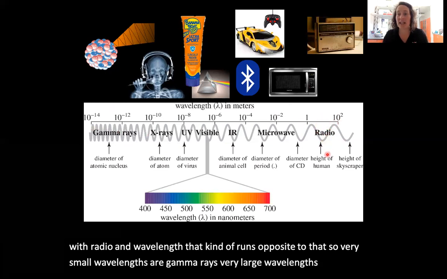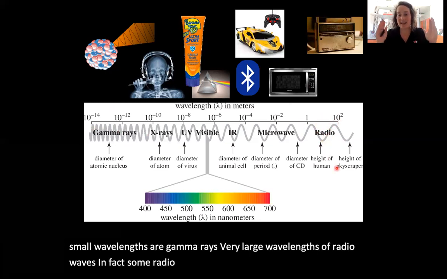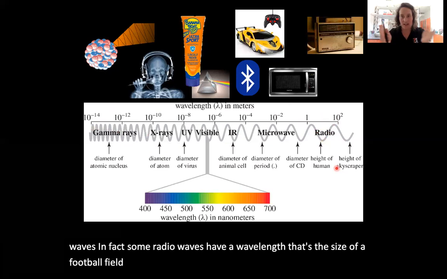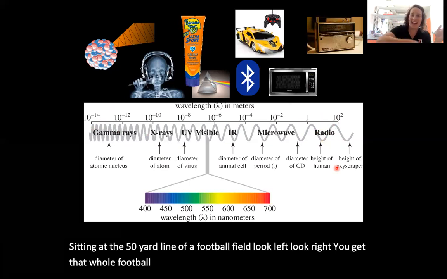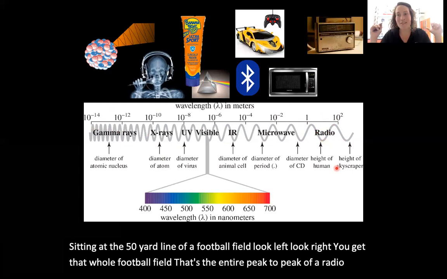In fact, some radio waves have a wavelength that's the size of a football field. So imagine sitting at the 50-yard line of a football field, look left, look right, you get that whole football field. That's the entire peak to peak of a radio wave, bustling through the air above you.